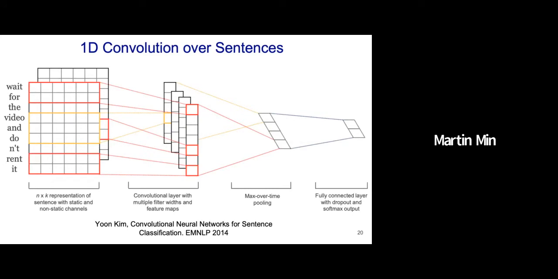This 1D convolution is actually very powerful. We can use it for sentence classification. For example, we can classify the sentence "wait for the video and don't run it." We want to know whether this is a positive sentiment, a recommendation or not a recommendation. So we need to output 1 or 0 for this sentence. What we do is have an embedding for each word here, "wait for the video and" and so on, for all these words.